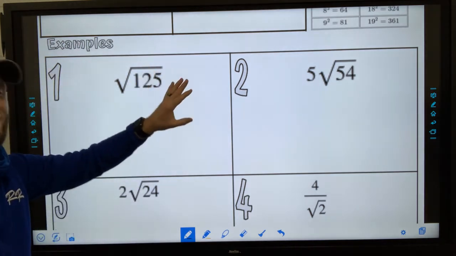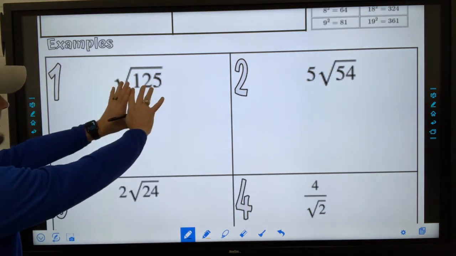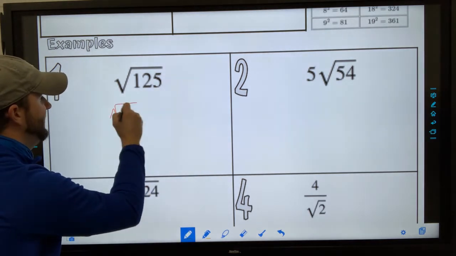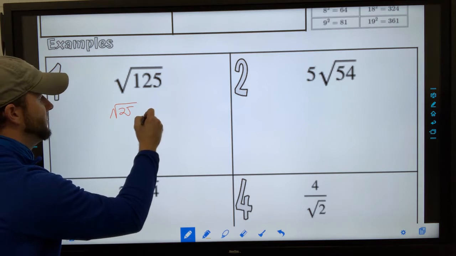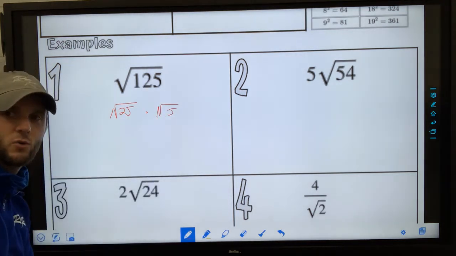Because 25 times 5 is going to give you 125. So what I'm going to do is take this radical and break it up into 2 different ones. So the square root of 25 when multiplied by the square root of 5, 25 times 5 is going to give you 125.